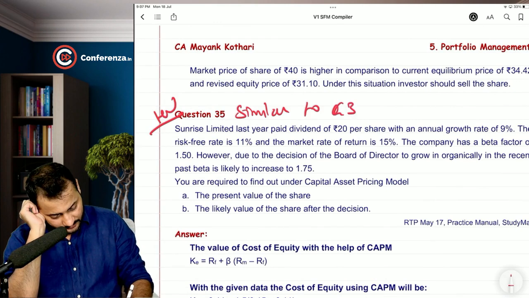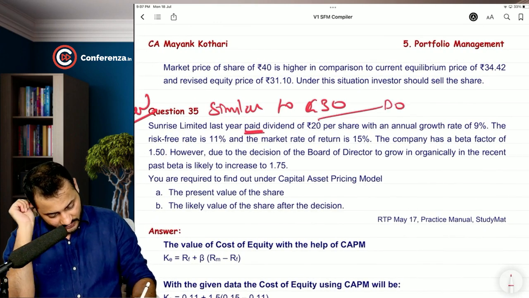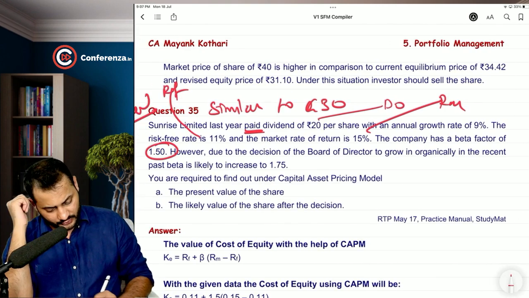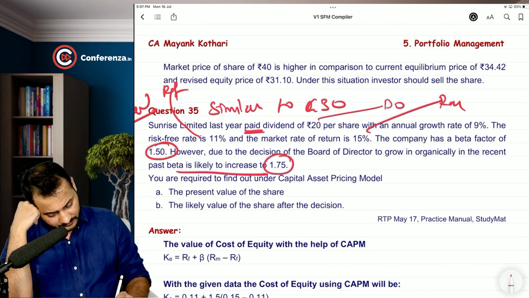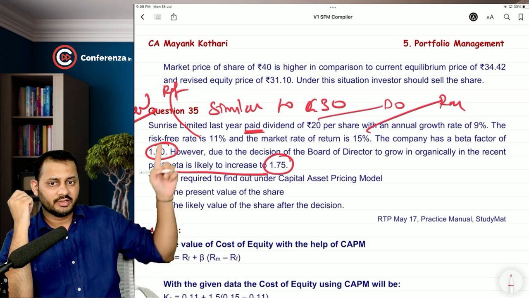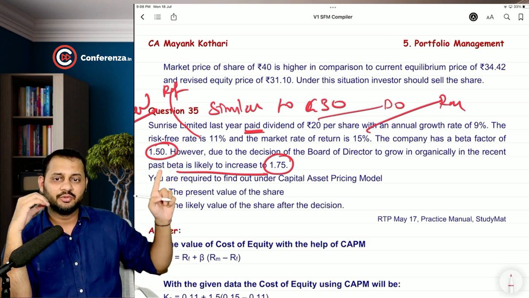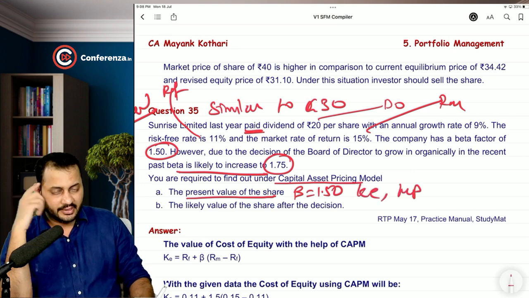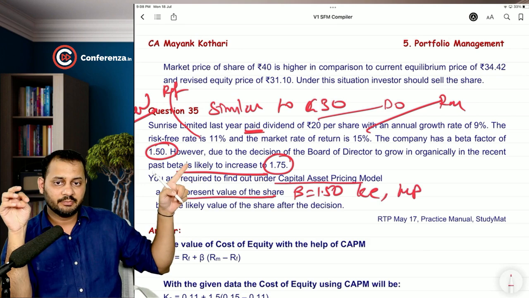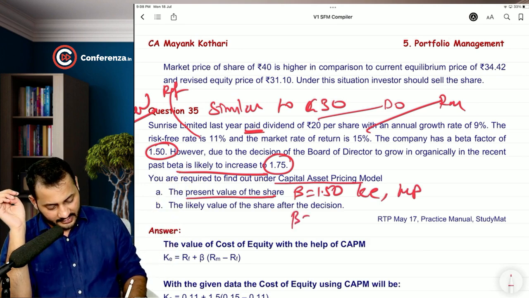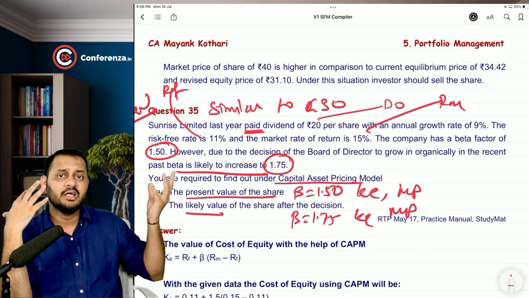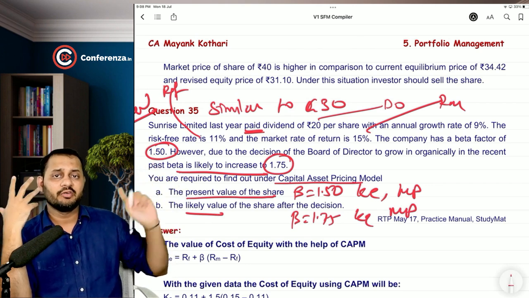Similar to question 30. See, paid a dividend, that is D0. Market rate of return RM. Risk-free rate of return RF. Beta factor is given to you, and it is likely to increase to 1.75, whatever decision they are going to take. Now the question is asking you to find out under the CAPM the present value of the share, meaning taking beta as 1.5, calculate cost of equity and then market price. But if they take some decision, the beta is likely to increase. So again, taking beta as 1.75, calculate cost of equity and market price. They are asking you to do the same thing twice with these two betas, 1.5 and 1.75.